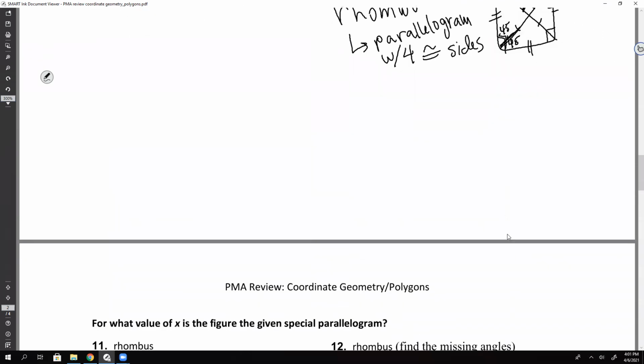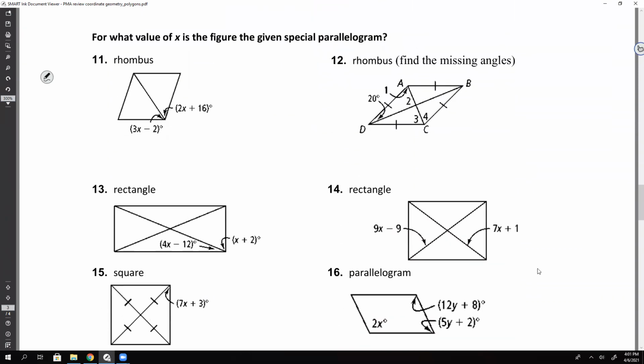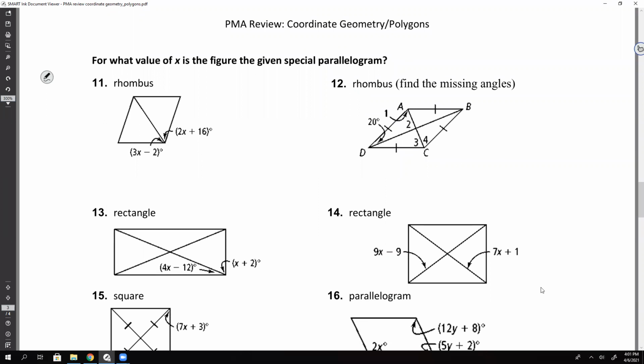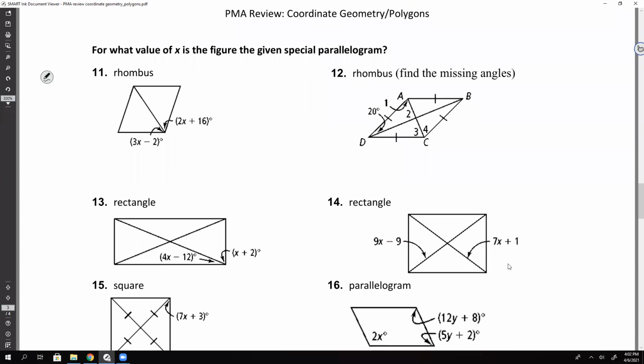Now our next section, they're saying for what value of x is the figure the given special parallelogram. So for number 11, if this is going to be a rhombus, what would the value of x be here? Well, we can see we have a rhombus here and we have a diagonal. What do we know that the diagonals on a rhombus do? They bisect this angle. So this 3x minus 2 would be equivalent to this 2x plus 16. So 3x minus 2 equals 2x plus 16. And then you would solve that for x.